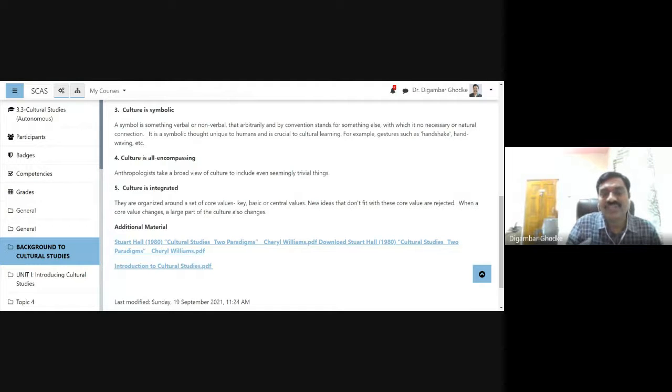So for example, we talk about corporate culture. In corporate culture, you're supposed to behave in a very different manner. While appearing for an interview, etc., you are supposed to behave in a different manner. So your behavior changes. So anything can be included under the umbrella term culture.